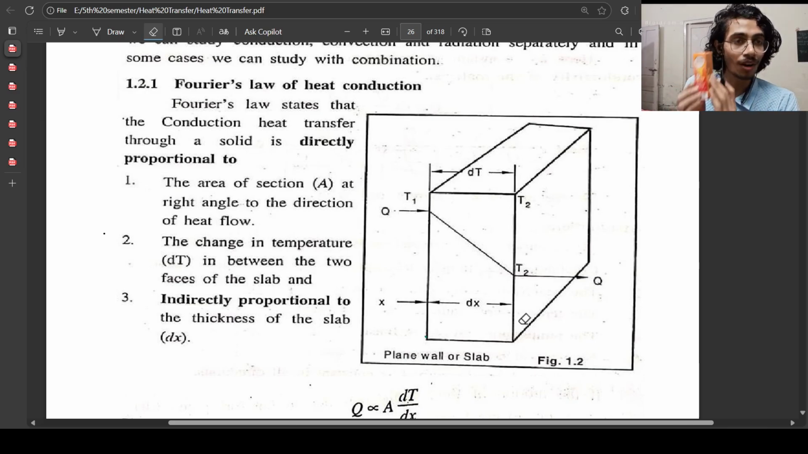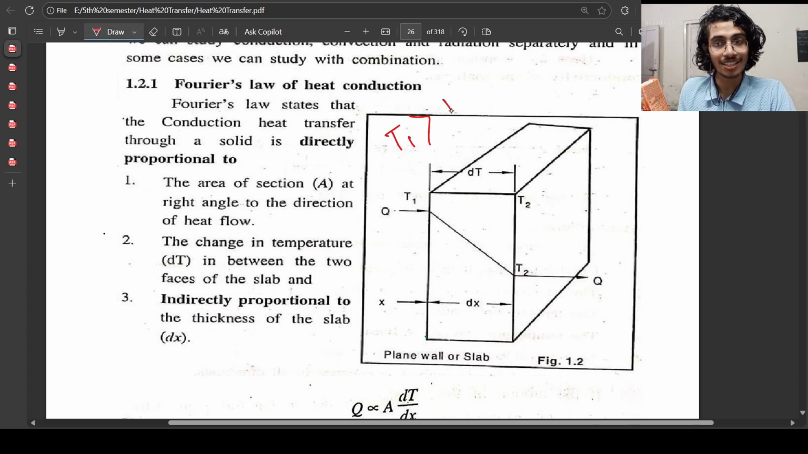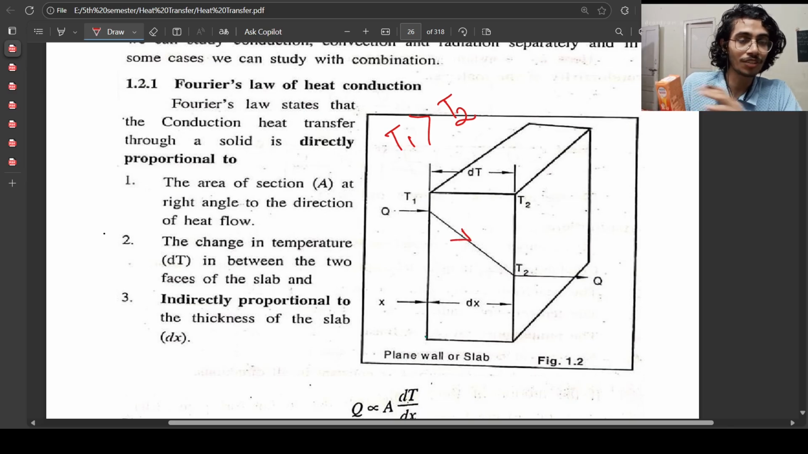So this one is having T1 temperature, this one is having T2 temperature, and it is having a flow of heat, right? That is, the flow of heat is perpendicular to the surface area. So that is why this will have a higher temperature region compared to this part. This is T2, this is T1. So T1 is having higher temperature. That means from this picture I can say that T1 is greater than T2. So there will be a flow of heat from T1 to T2, the conduction of heat.